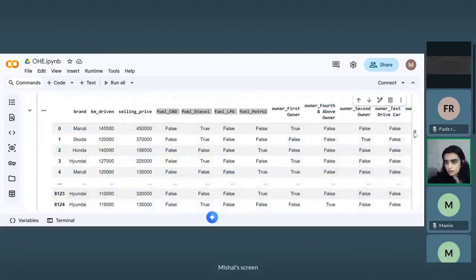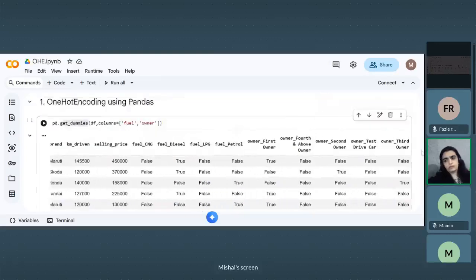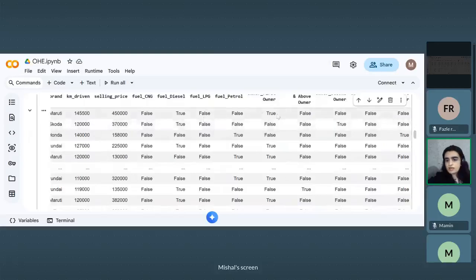And for owner, what do we have? We have owner first owner, then owner fourth and above, second owner, owner test drive car, and what else information do we have? Third owner. Okay, there we have such information too. So that's how we have done the conversion, and right now we are having information as false and true. The false will be considered as 0, true will be considered as 1. So true will be just at a single place and all others will be false. So that's how we do this conversion.